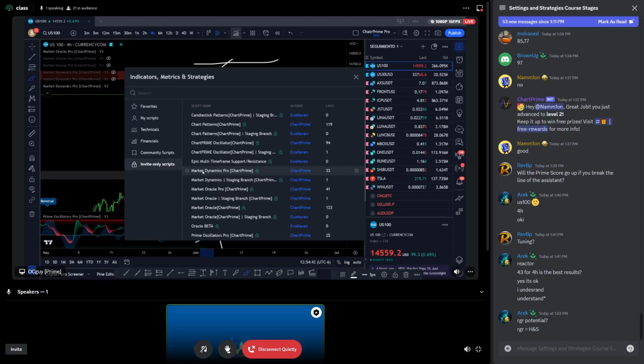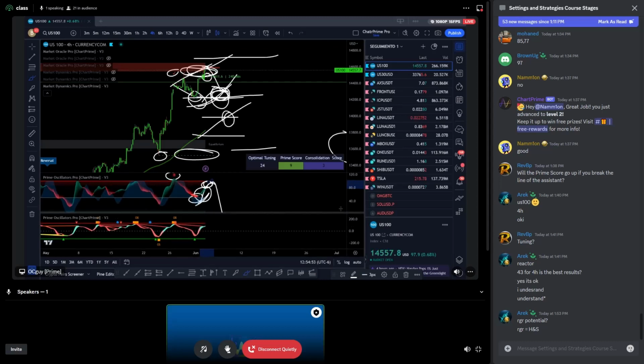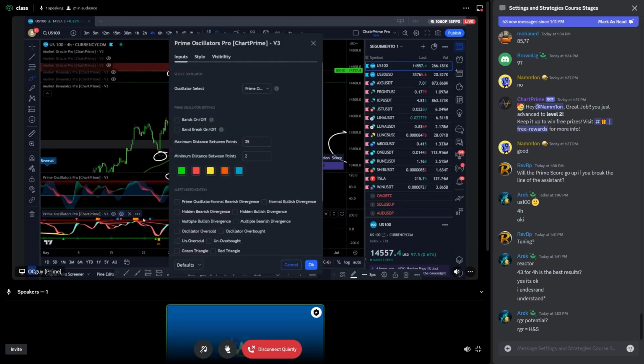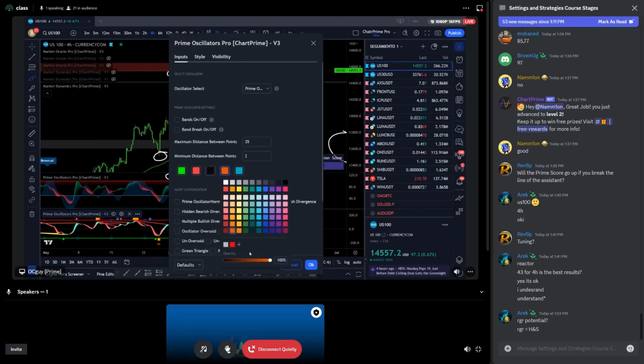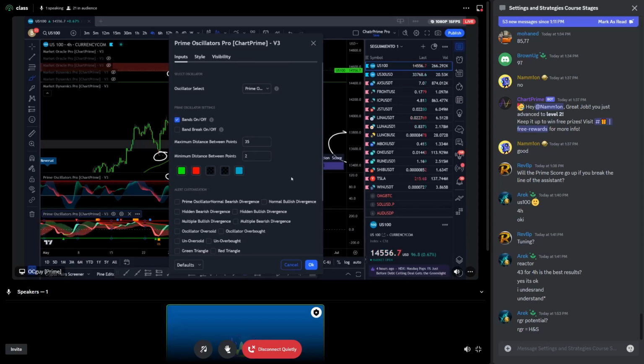Chart Prime Oscillator. It should be the Pro. Prime Oscillator Pro, here we go. And let's configure it the way that I like it. So again, turn this one off by reducing the opacity, then changing this red to a brighter red. Turning on bands, and that is it. Oh well, one more thing.